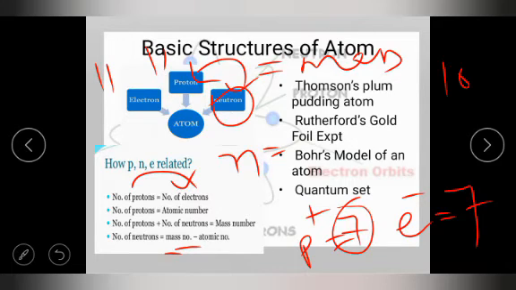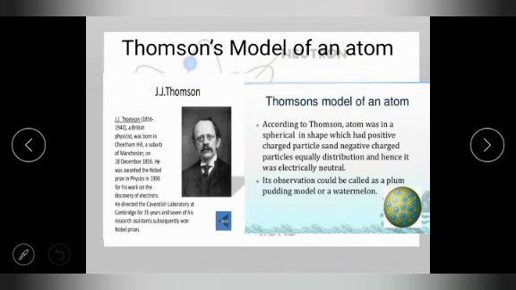So after Thomson's basic structure, we came to know that electron, proton, and neutron are the basic subatomic particles. But at that time we did not know where they are placed and how they are arranged inside the atom. For that purpose, we have some basic theories: Thomson's plum pudding model, Rutherford's gold foil experiment, Bohr's model of an atom, and the quantum model. So let's discuss Thomson's model of an atom.